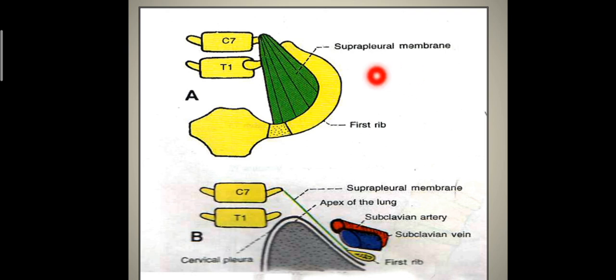Here is the same diagram. This one is the suprapleural membrane or Sibson's fascia, and superiorly it is related to the subclavian artery and subclavian vein, and inferiorly it is related to the apex of the lung and cervical pleura.